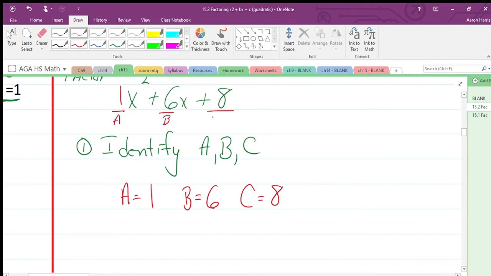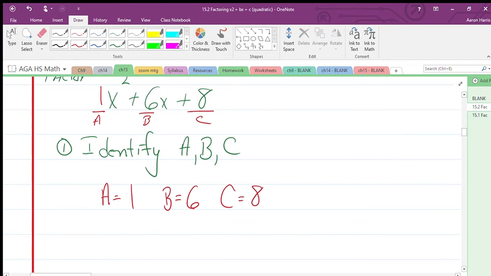So I have A, B, and C. That is the first thing that you need to be able to do. B is always attached to the x. A is always attached to the x squared. And C is always just the constant at the end. So the first thing you need to do is be able to identify A, B, and C.